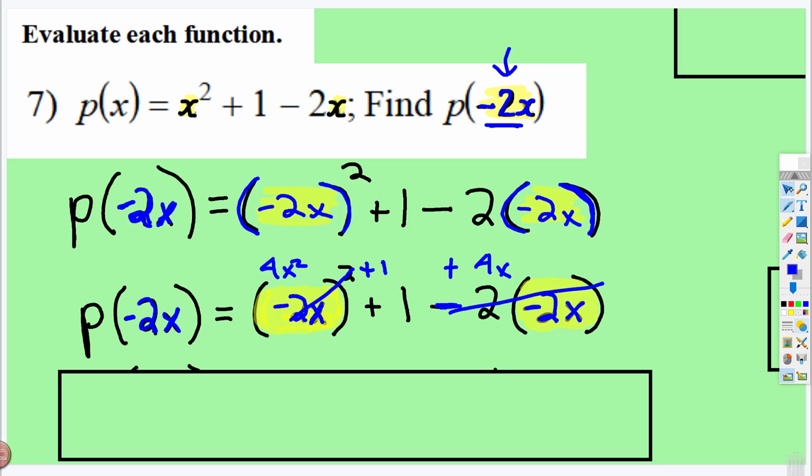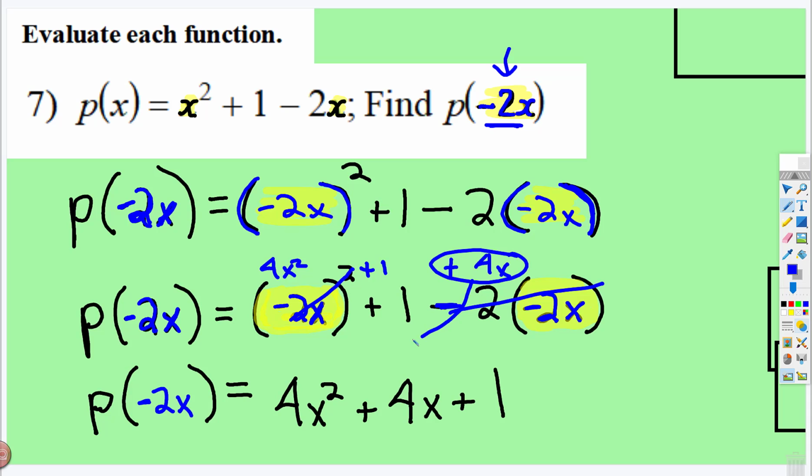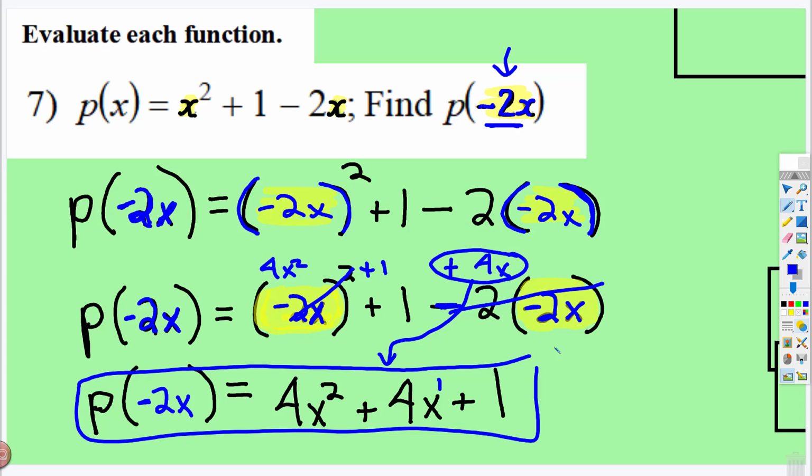But then you have to put everything back in order. So the 4x squared goes here. This positive 4x is going to be put next to the x squared because we want it in order of powers. X squared, x to the first, x to the 0, so we don't have to write it. So this right here is the final simplification.